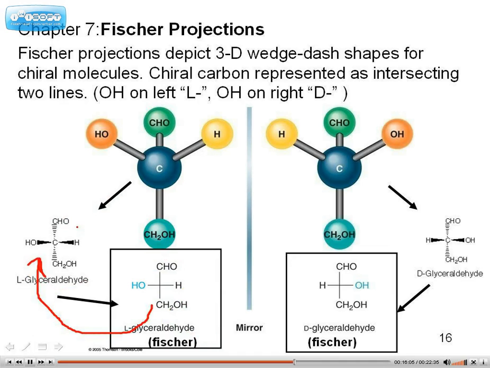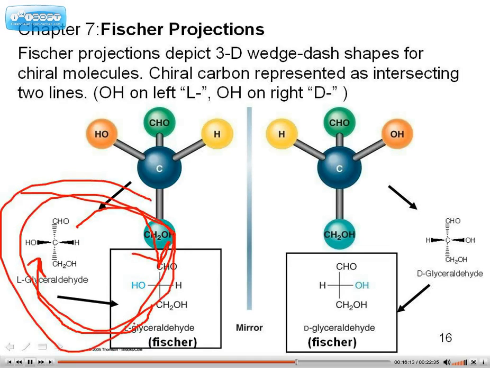You will be expected to sketch from Fischer projection to wedge-dash structure to Fischer projection. You'll be expected to sketch between these, vice versa.